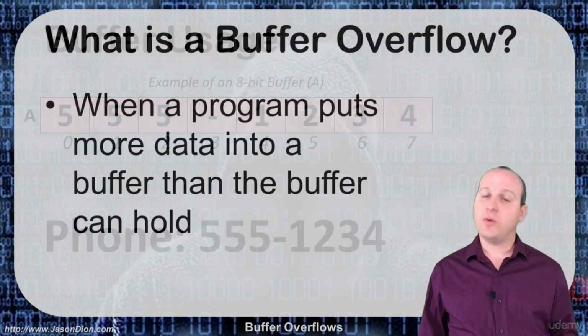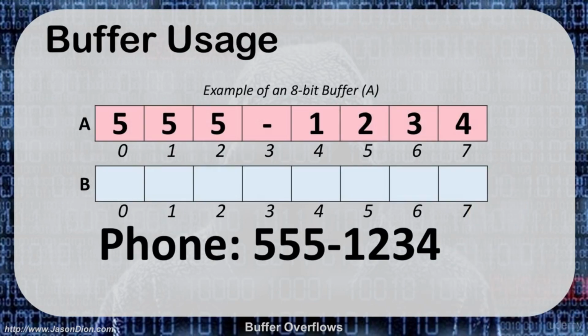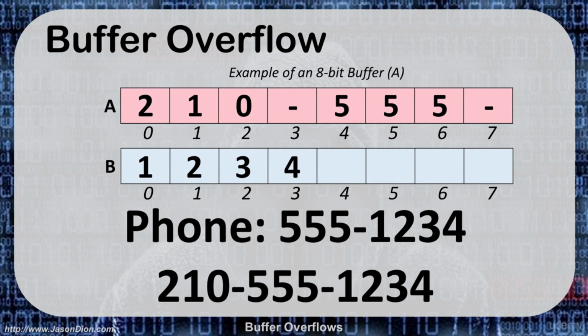What happens, though, with a buffer overflow is a program puts more data into the buffer than the buffer can hold. In our example, instead of using a regular 7-digit phone number, what if I end up using the area code as well? Well, now, instead of being able to put the entire number in A, the buffer I was looking at, it's going to overflow into B. And so you'll see it goes 210-555-1234. So when I read from buffer A, I'm actually getting 210-555-. And now when I go for my second program to run buffer B, I'm actually getting 1234, and I don't understand what that information is from.